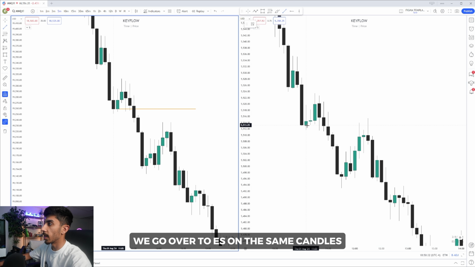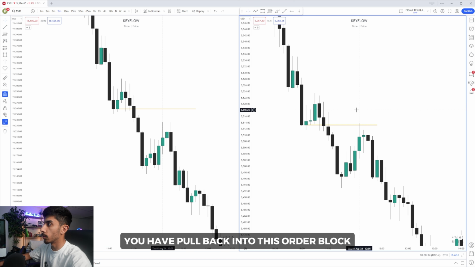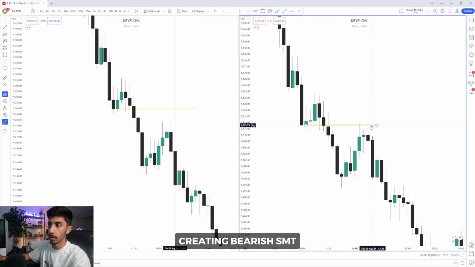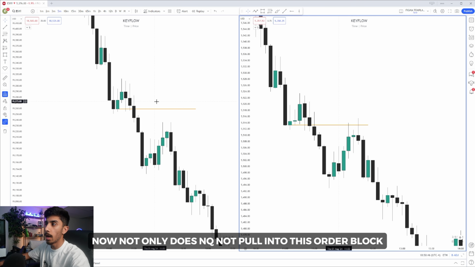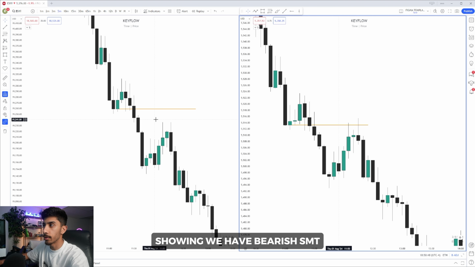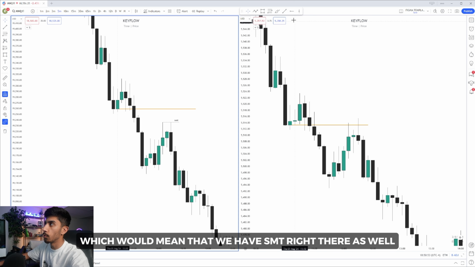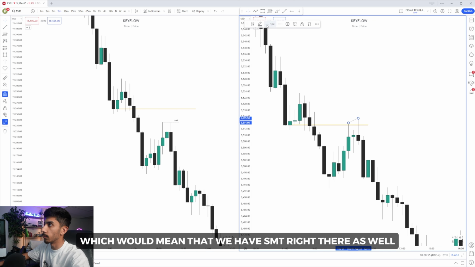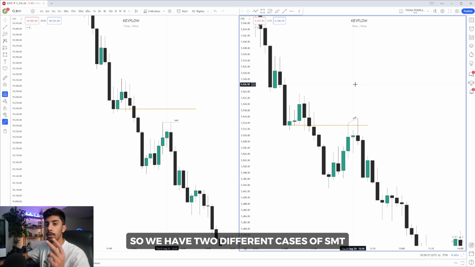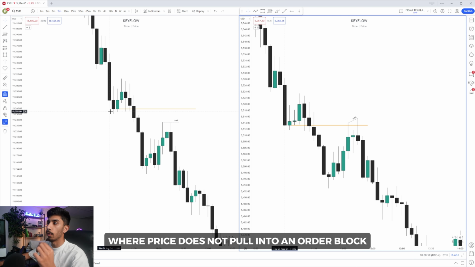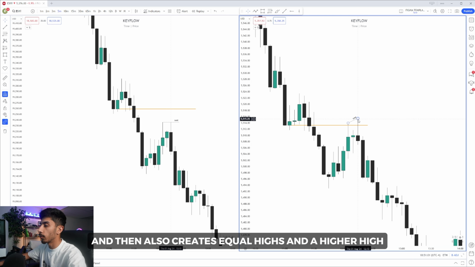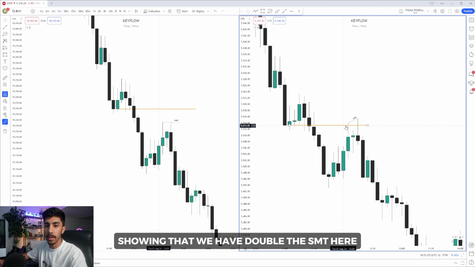We go over to ES. On the same candles, you have a pull back into this order block, creating bearish SMT. Now, not only does NQ not pull into this order block showing we have bearish SMT, we also create equal highs right here, which would mean that we have SMT right there as well. So we have two different cases of SMT where price does not pull into an order block and then also creates equal highs and a higher high, showing that we have double the SMT here.